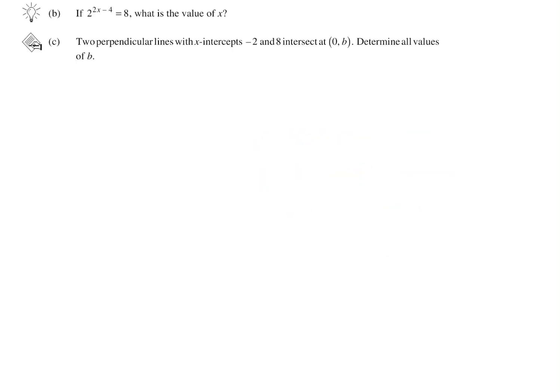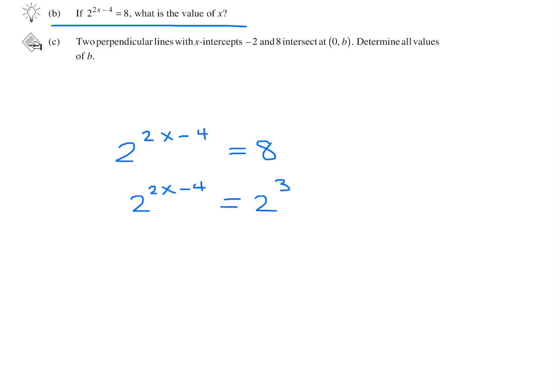Now, 1b. If 2 to the power of 2x minus 4 is equal to 8, what is the value of x? Well, 8 can be written as 2 to the power of 3. And therefore, since the bases are the same, the exponents must be the same. So 2x minus 4 is equal to 3. Solving for this, we get 2x is equal to 7, and therefore x is equal to 7 over 2.